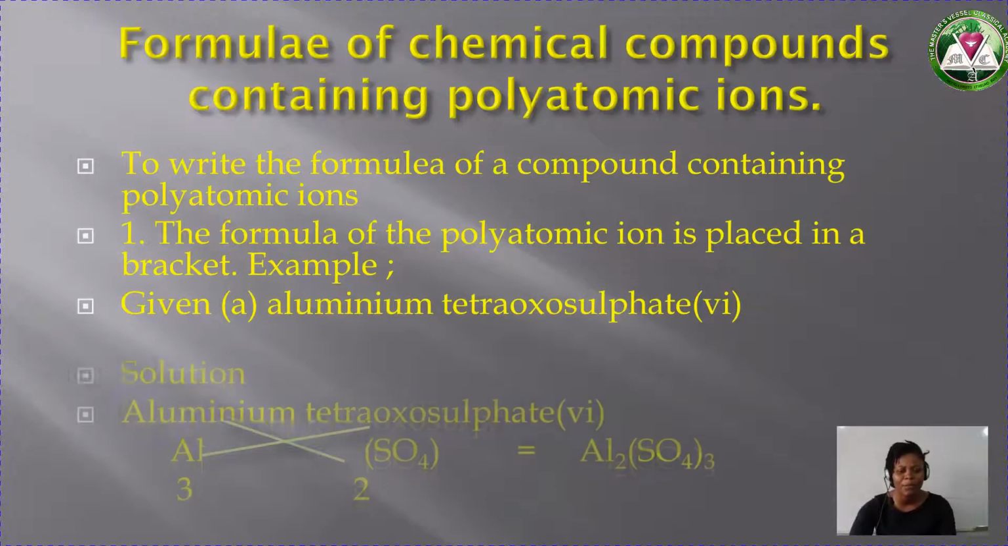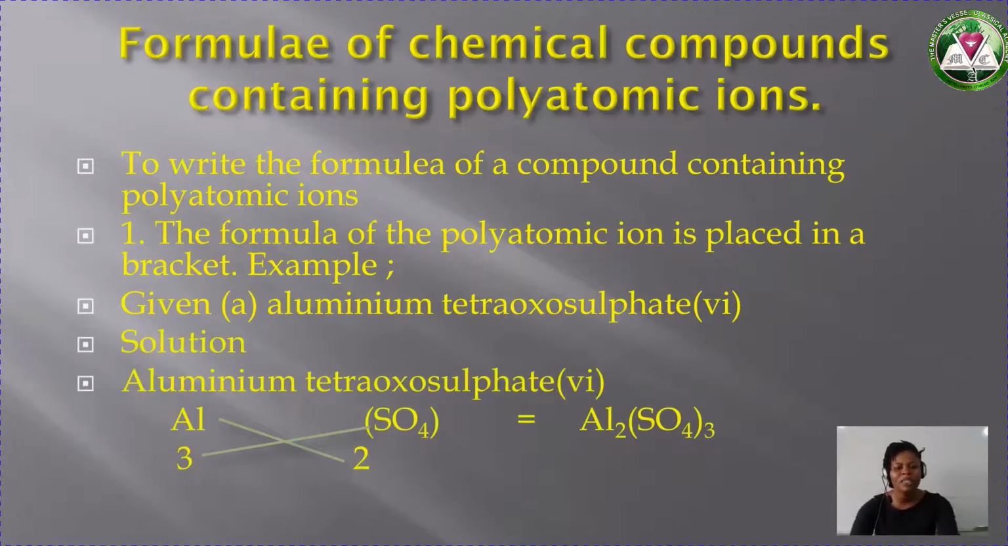From this example, you have aluminium tetraoxosulfate(VI). Now, how do we write them? You have the solution there, aluminium tetraoxosulfate(VI). What is the symbol for aluminium? Yes?